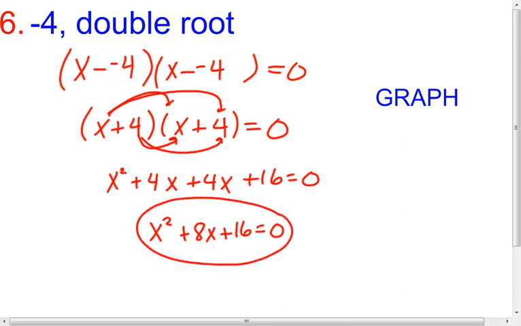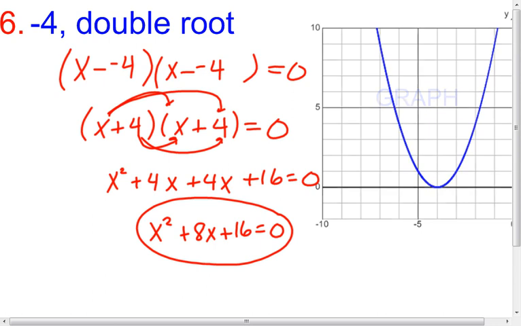And again, when you know it's a double root, you should know that it is a parabola that only crosses the x-axis in one spot at negative 4. And you know it's a parabola that opens up. So just so you know, it will look something like this.